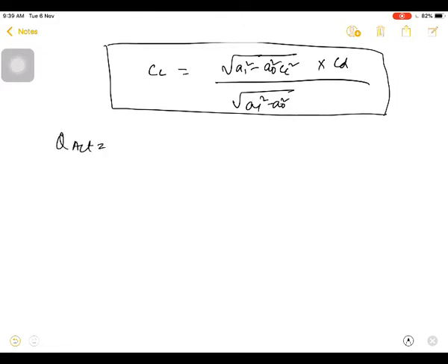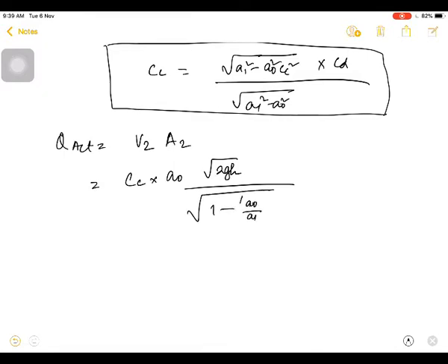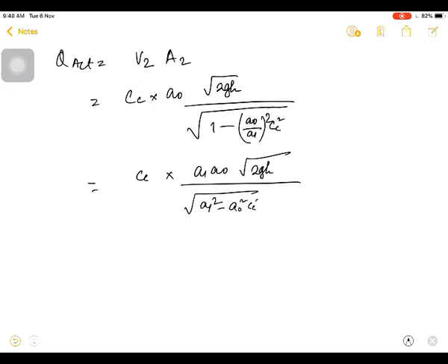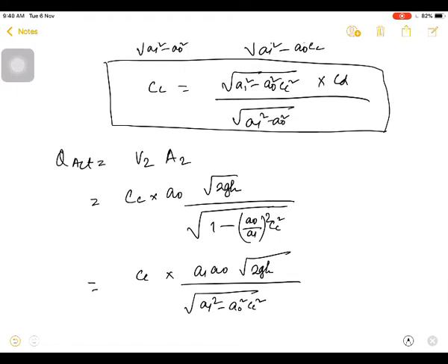So we have got the value of CC. Now we know Q actual equals velocity at the contracted area into area of the contracted area. So A2 we can write as CC into A0, and V2 we can write from previously: V2 equal to root 2GH by root of 1 minus A0 by A1 whole square CC square. So here what will come? CC into A1 A0 root 2GH by root of A1 square minus A0 square into CC square.